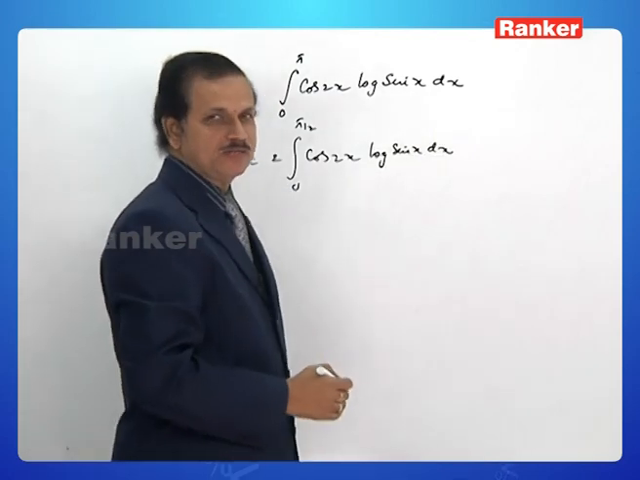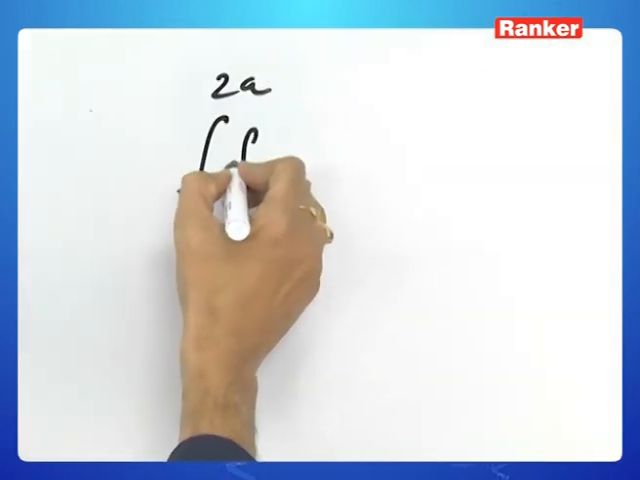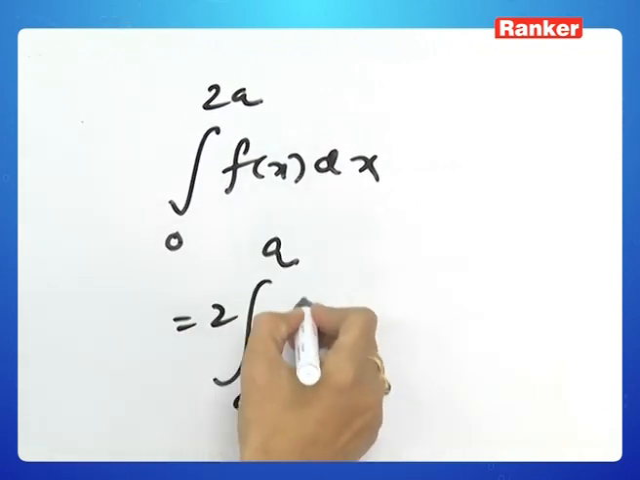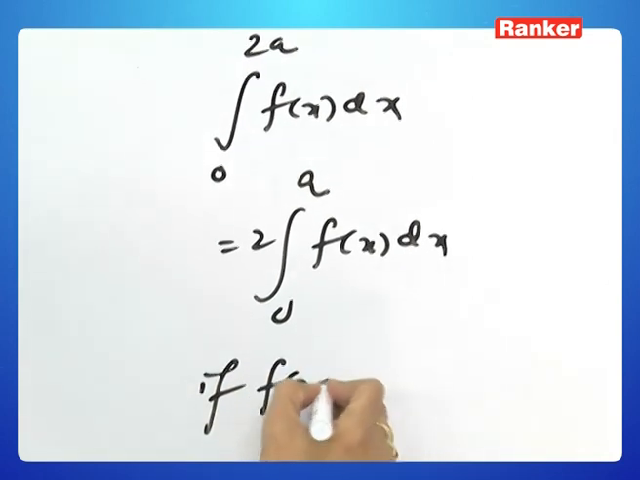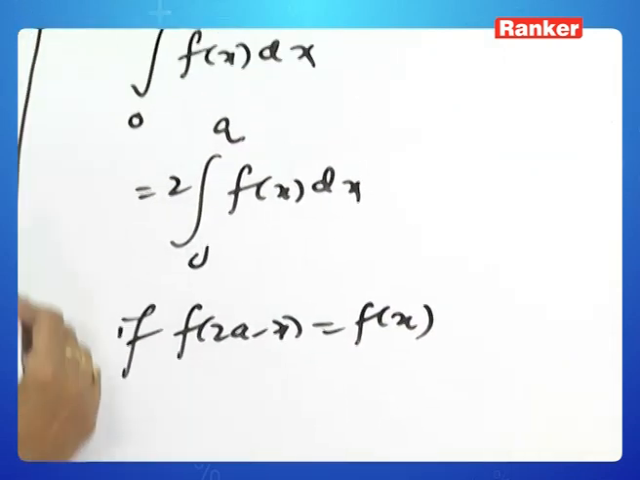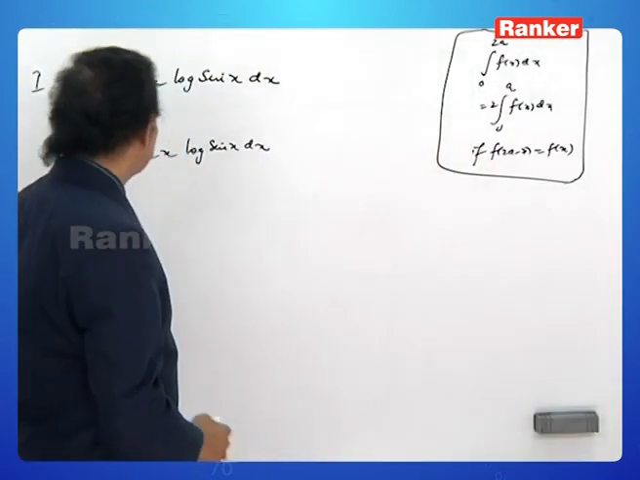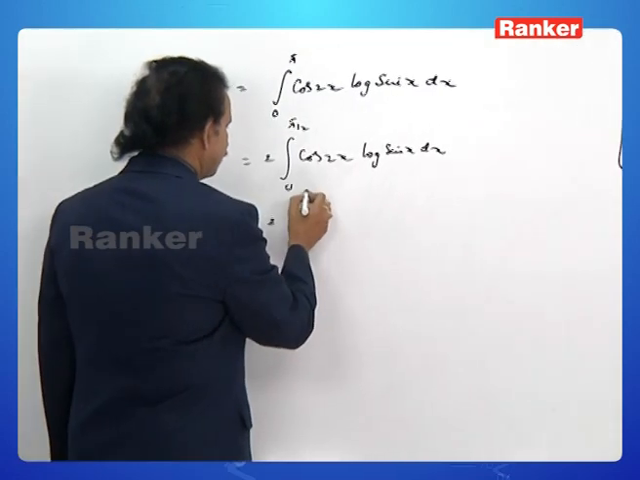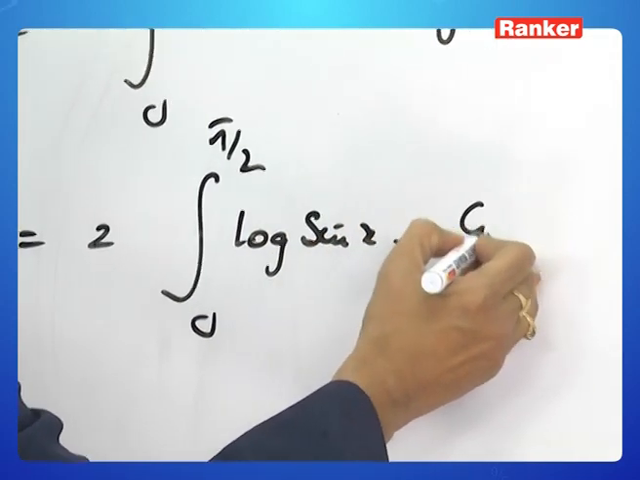What is the formula that has been used here? The previous formula, that is integral 0 to 2a f of x dx is equal to 2 into integral 0 to a f of x dx, of course, if f of (2a minus x) is equal to f of x. This formula is being encashed here, isn't it? Okay. Now, this is 2 into integral 0 to pi by 2. I am just rearranging them. Log sin x into cos 2x.